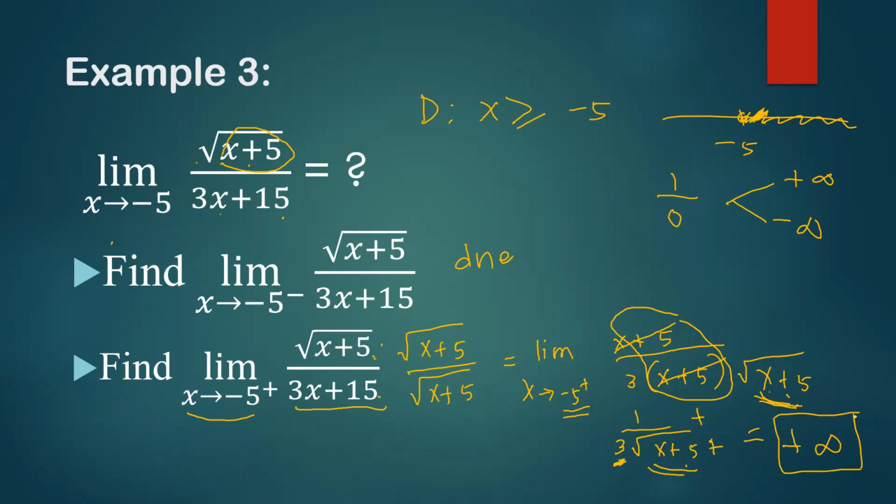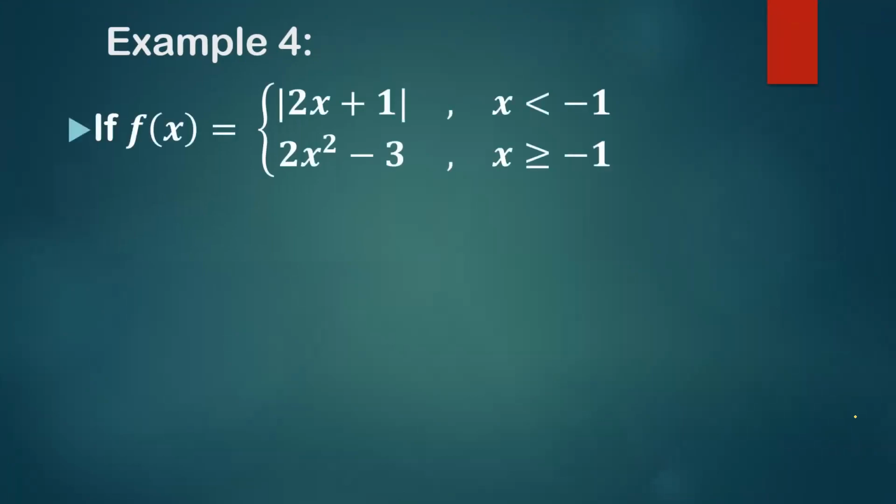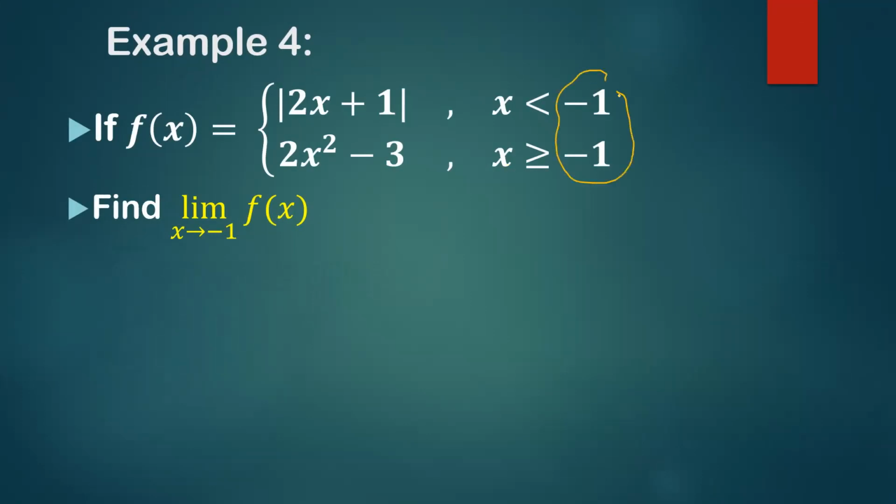Okay. Now, let's take a look at our next example. We have this piecewise function. So, if we are to find the limit as x approaches negative 1, negative 1 here is a transition point. So, let's take a look at that. You have negative 1 here.